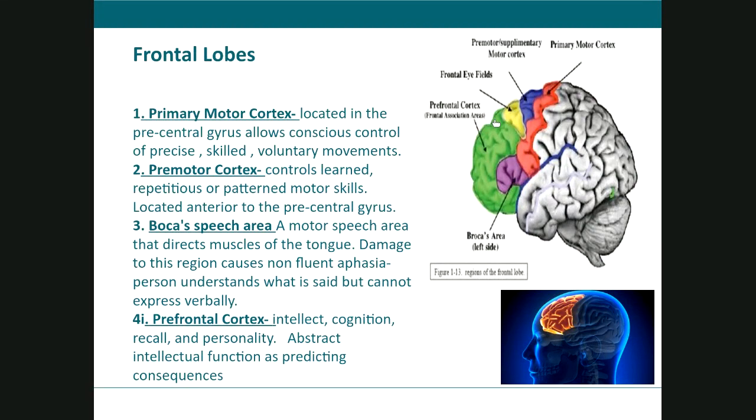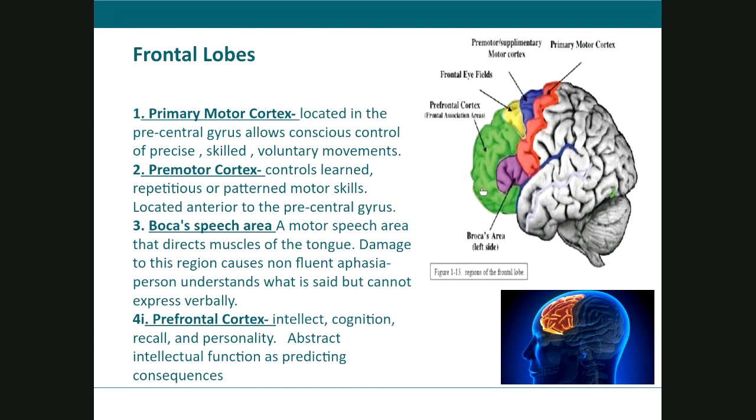The premotor cortex is important for integrating that information and controlling repetitive or patterned motor skills, and you can see this is located in front of the precentral gyrus. The one that's located in the frontal lobe is called Broca's speech area. This is an area that directs the muscles of the tongue.